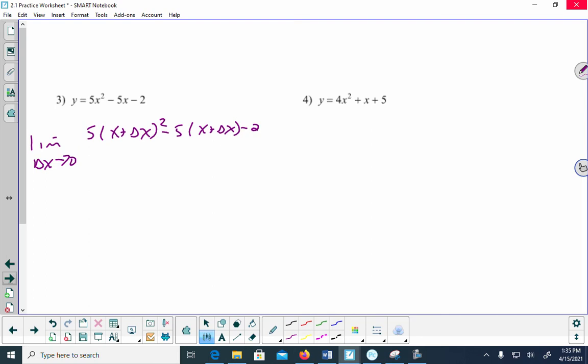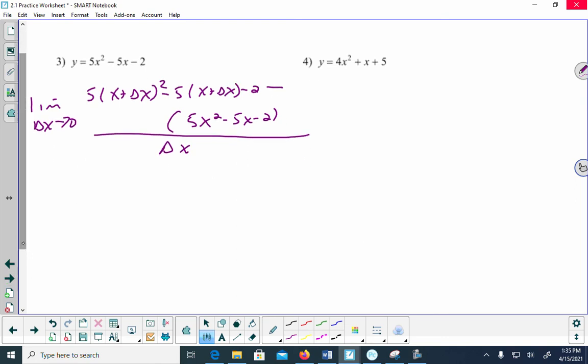And then I'm going to do minus f of x, which is, and this is all over delta x. Okay, remember that's x squared plus 2x delta x plus delta x squared. I'm going to distribute the 5 at the same time.